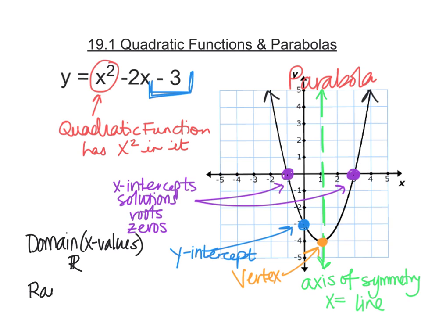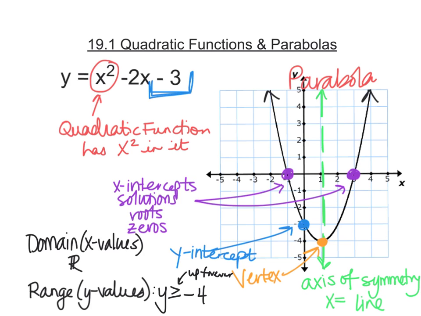All right, my range is going to be a little different though. My range are my y values. And if you notice here, it goes up forever, but on my range, it does not go down forever. Like normally a line is going to go up and down forever, but on my range, it looks like the lowest y value that I ever get on this graph is -4. That means my range is going to be y greater than or equal to -4, because it goes up forever.